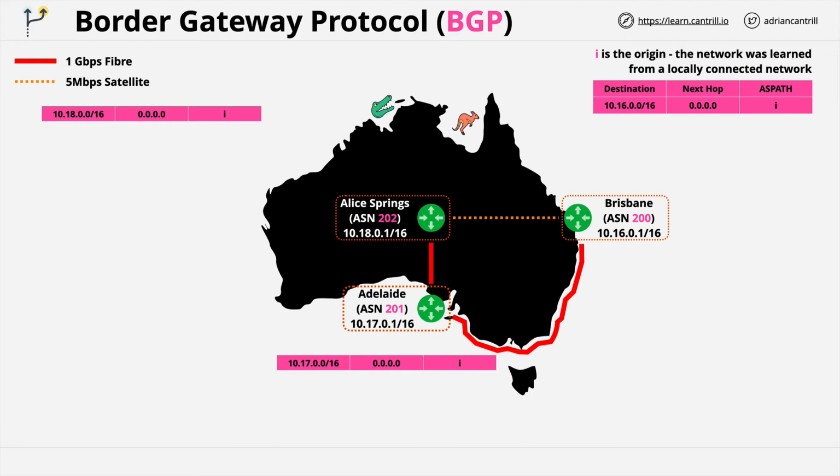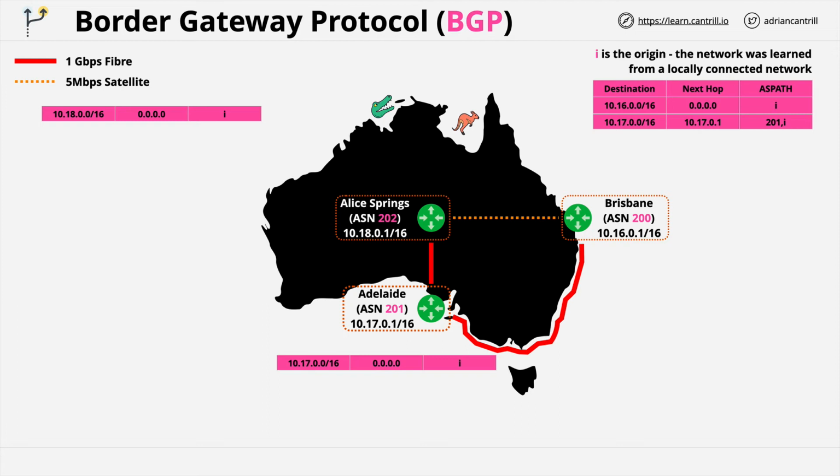Each of those peers will exchange the best paths that they have to a destination with each other. So Adelaide will send Brisbane the networks that it knows about, and at this point it's only itself. And what it does when it advertises this is it prepends its AS number onto the path. So Brisbane now knows that to get to the 10.17.0.0 network, it needs to send the data to 10.17.0.1, and because of the AS path, it knows that it goes through Autonomous System 201, which is Adelaide, and then it reaches the origin, or I. And so it knows that the data only has to go through one autonomous system to reach its final destination.